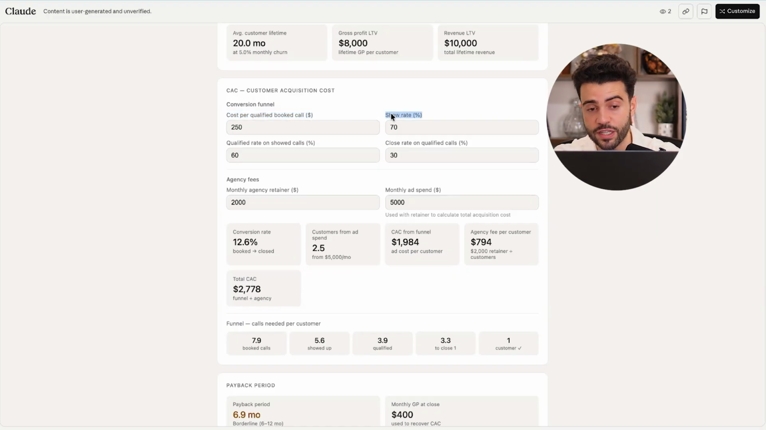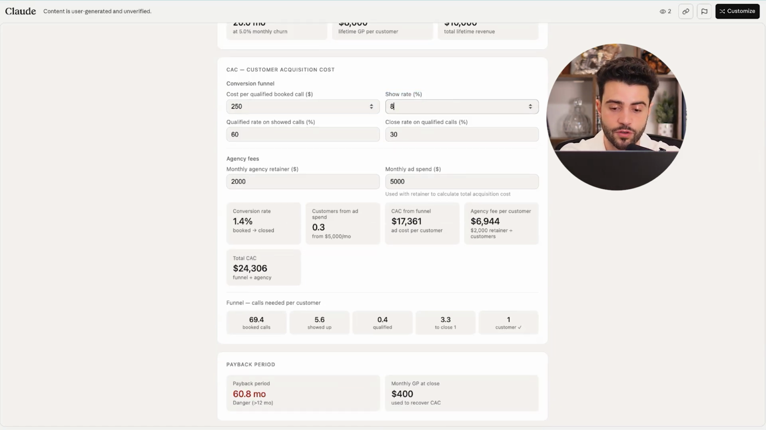A good show rate on these cost per qualified demos, so basically the amount of people that you book that actually show up to a call, should be around 70%. In some cases, if you get really good, it could be even 80 or 90%. But as you can see, these numbers here affect your total customer acquisition cost. So everything here, as far as your cost per qualified book call, show rate, qualified rate, and close rate, is all going to affect your overall customer acquisition cost. So anyways, we're going to keep this at a 70% show rate.